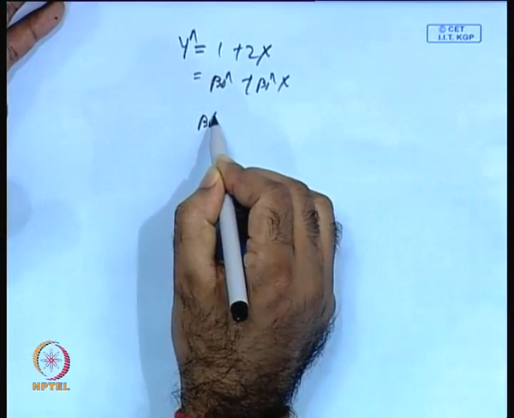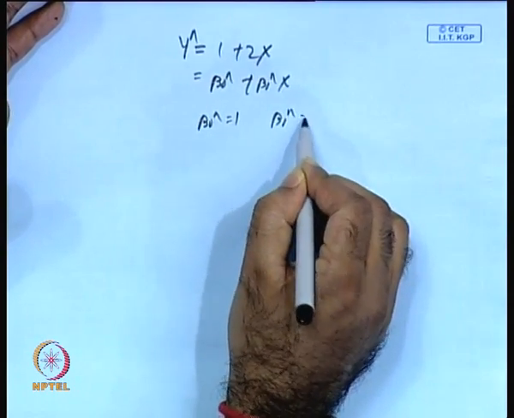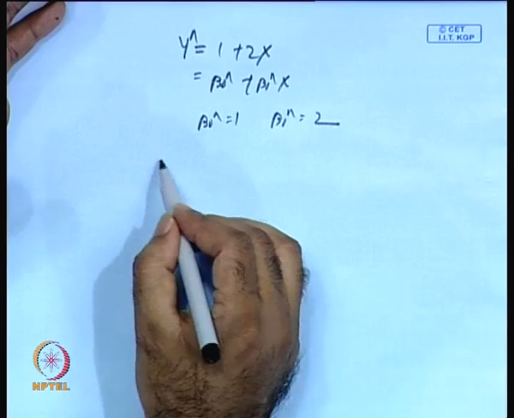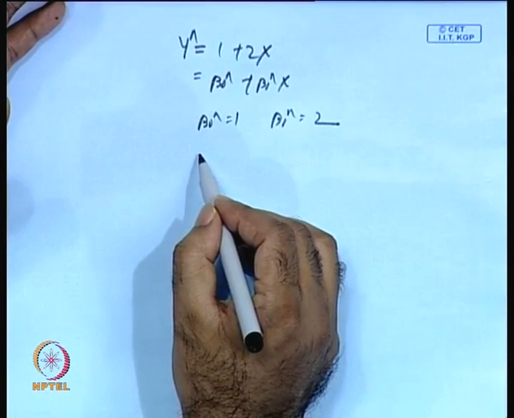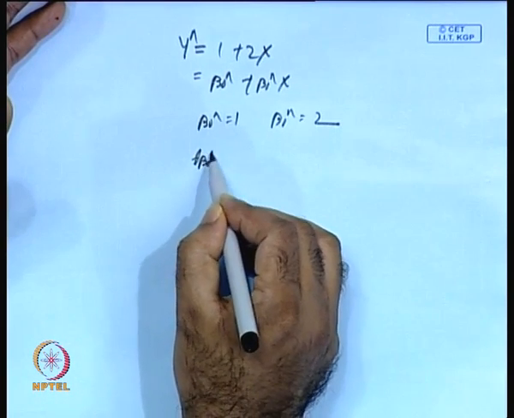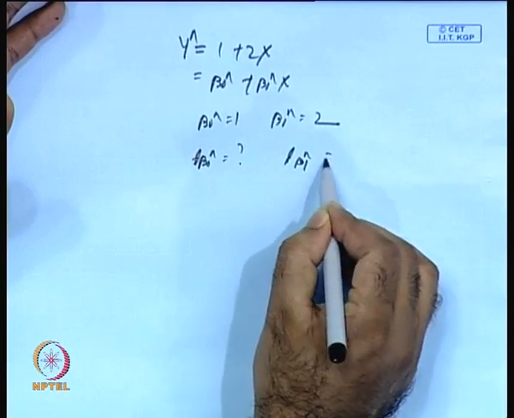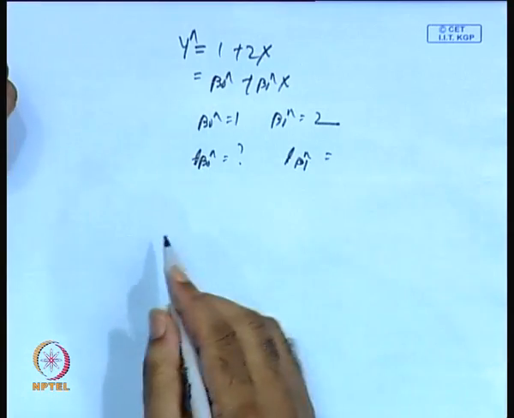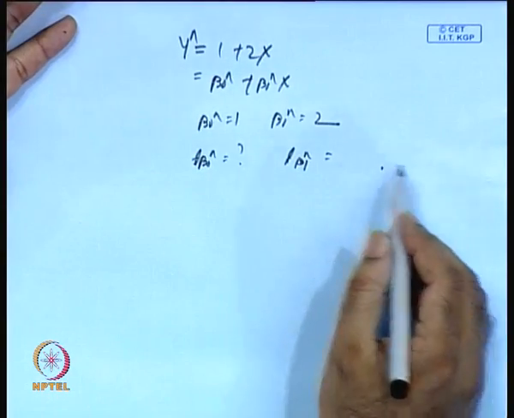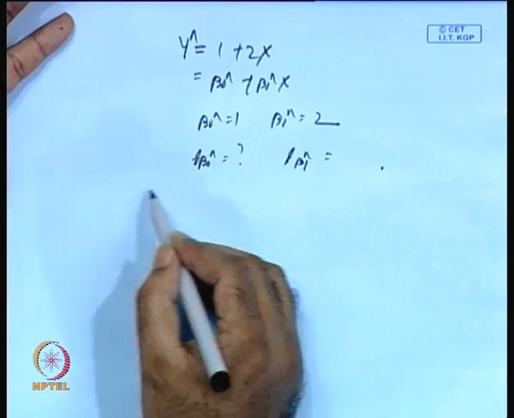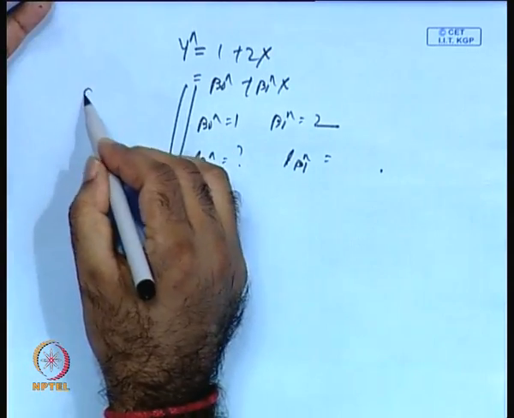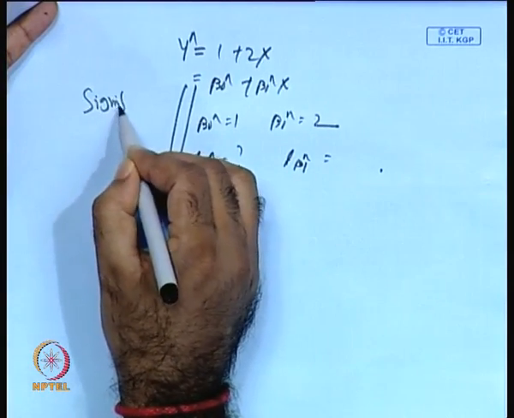So that means beta 0 hat is equal to 1 and beta 1 hat is equal to 2. Obviously, you would like to know t of beta 0 hat and t of beta 1 hat. This is how you have to obtain them. Then you check whether they are statistically significant or not. So this is the first part of the model, that is the significance of the parameters.